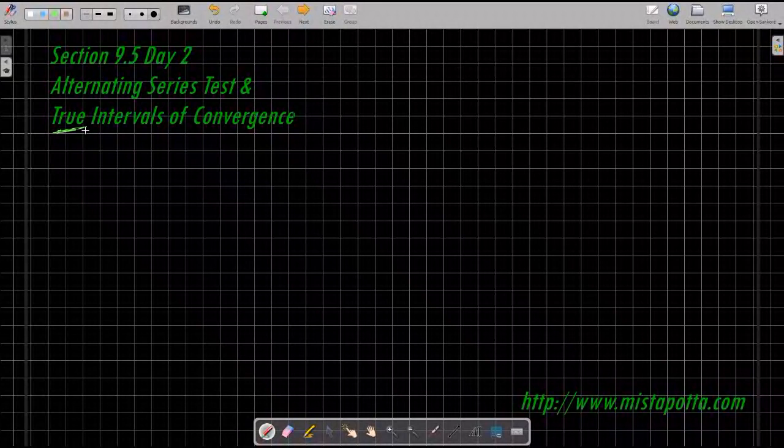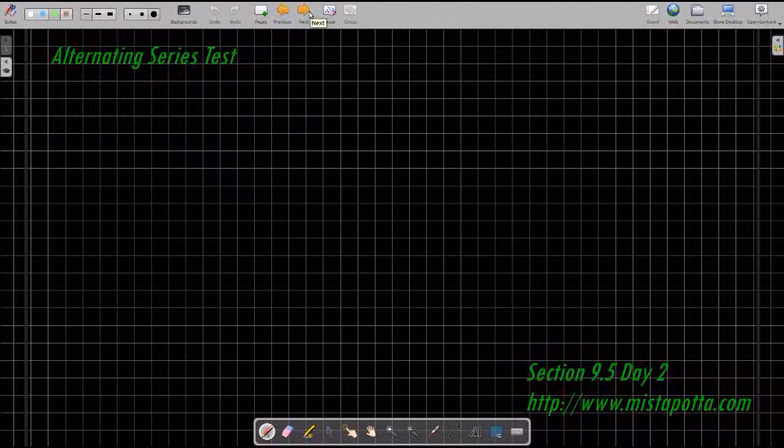But I want to start first by talking about the alternating series test, because there are types of series that tend to follow very basic rules. And this is also one of those series where if I can figure out these three qualities, then I know that it's going to converge, and it's pretty easy to show that. So we've got the alternating series test.